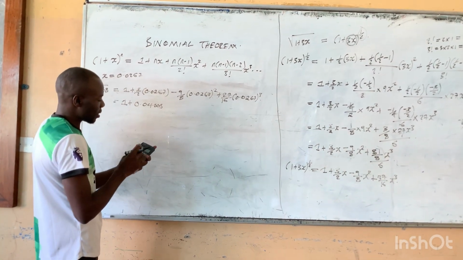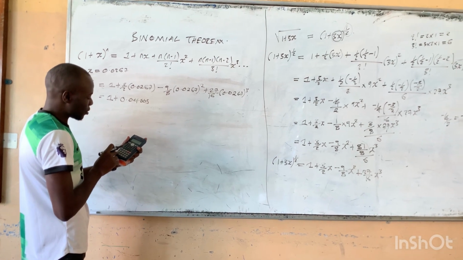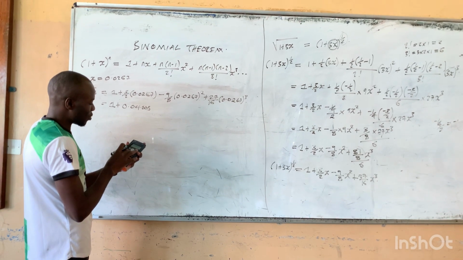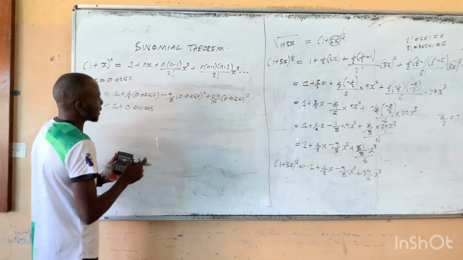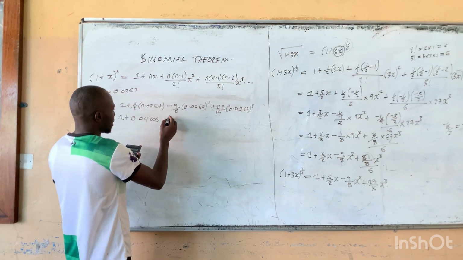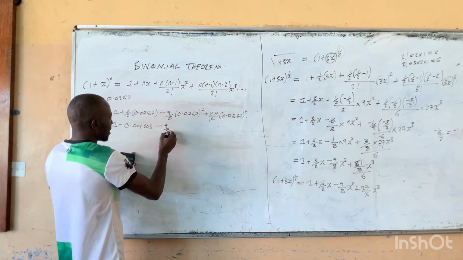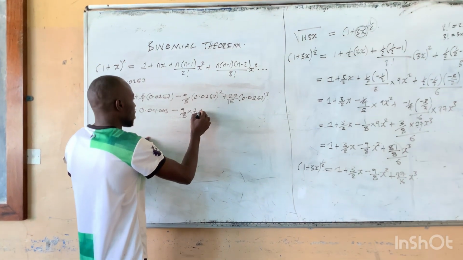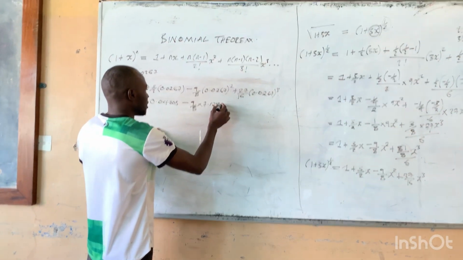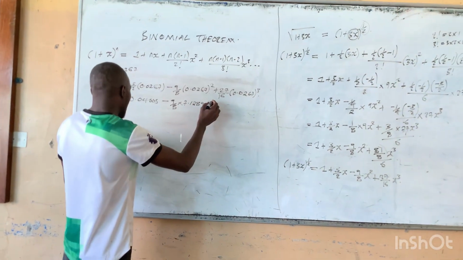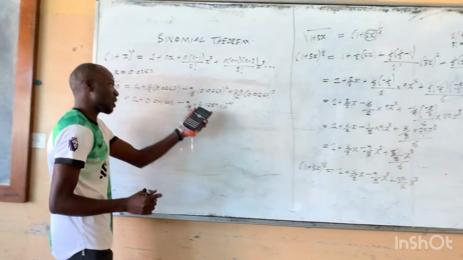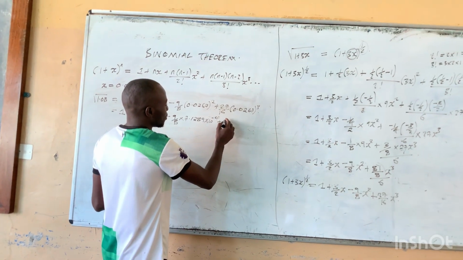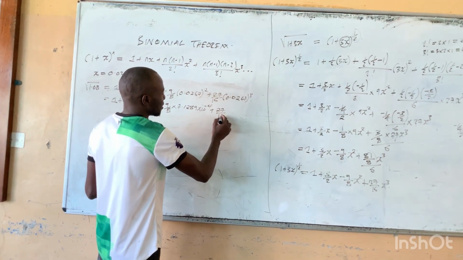So what are we saying? We're saying that 0.0267, you square this one, you get, so here, this is 9 over 8 times 7.1289 times 10 to the power -4. So it is in standard form. So plus 27 over 16.